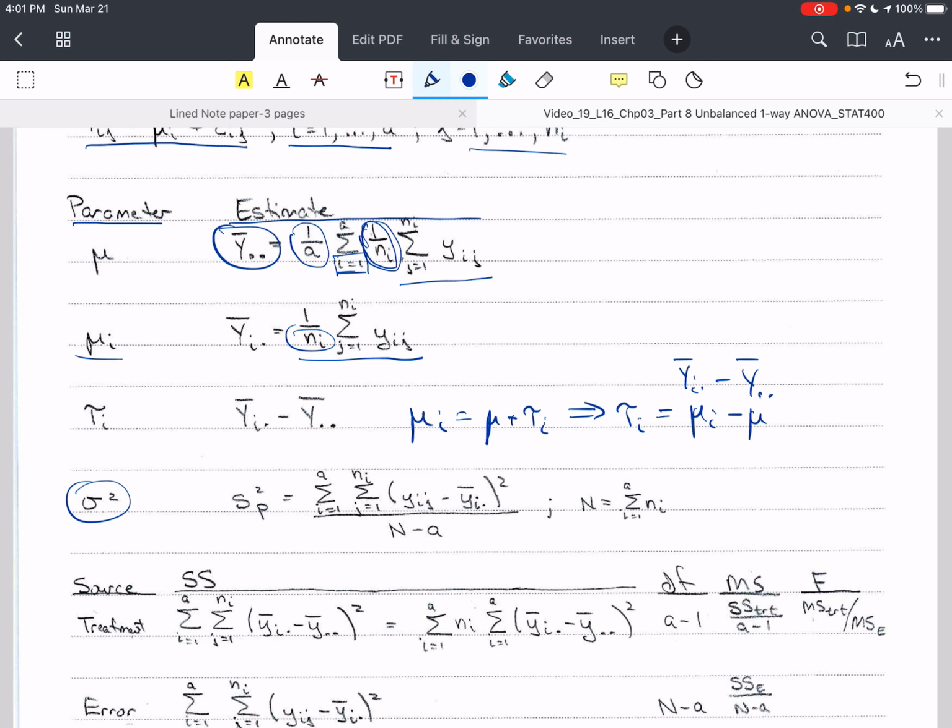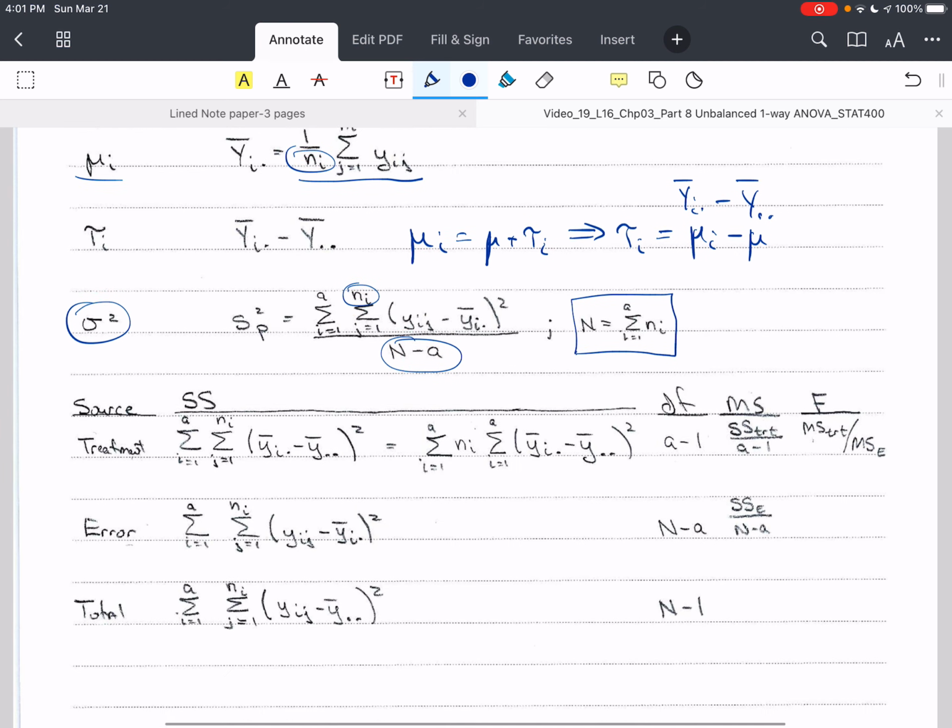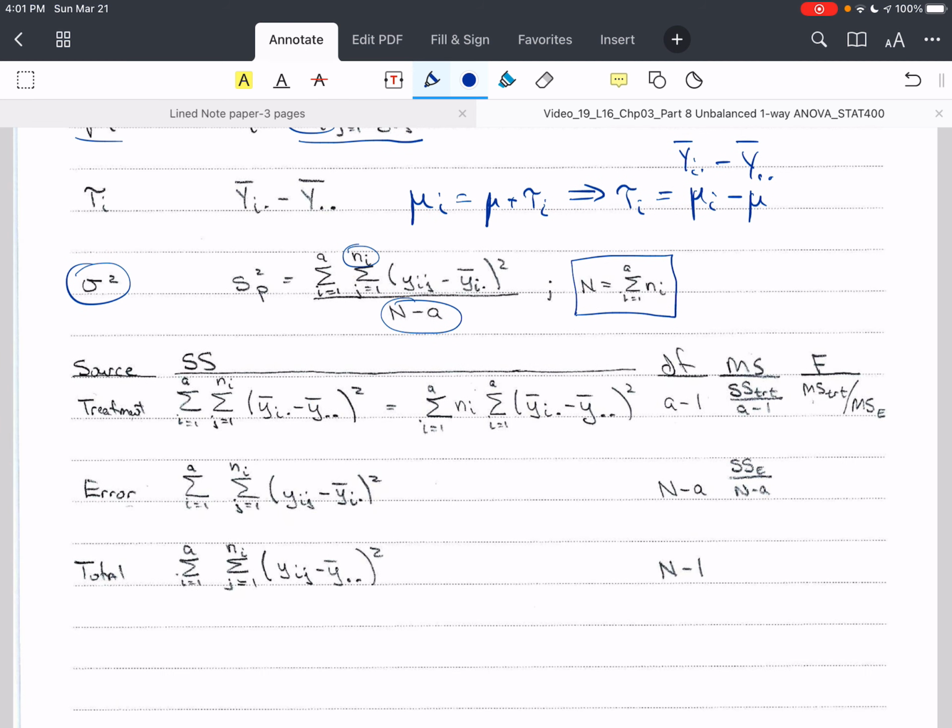And so now we have n sub i here. We still have n minus a, but now capital N is the sum of the n sub i's from i equals 1 to a. Okay, so we're changing the formulas a little bit. The great thing about this is when we're using a computer program, it automatically does the calculations, so we don't have to adjust these unless for some reason we're doing it manually.